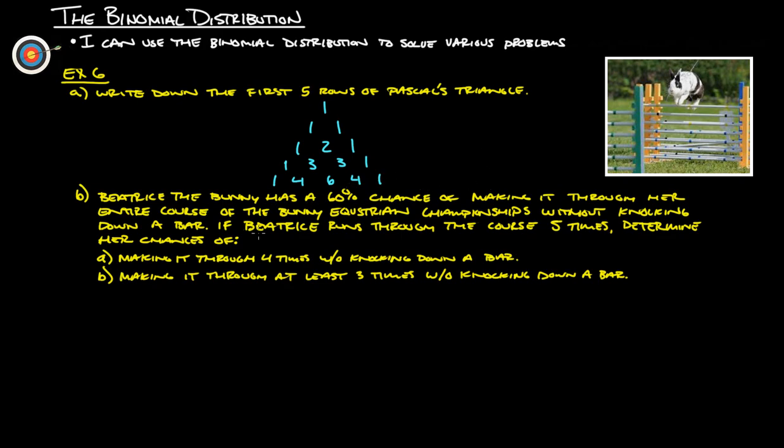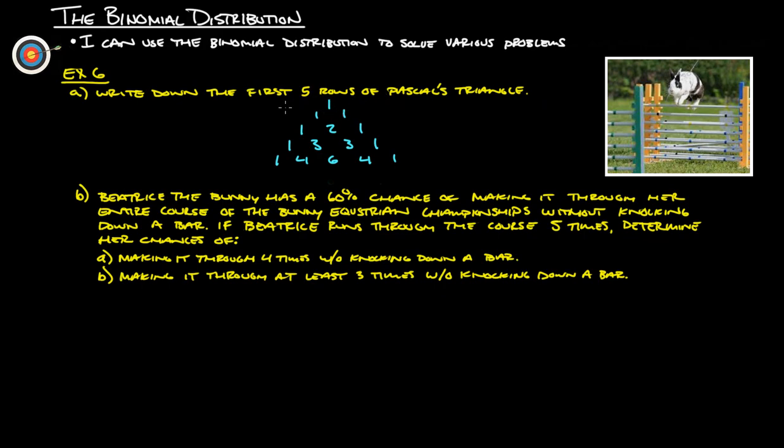Okay. Beatrice the bunny has a 60% chance of making it through her entire course of the Bunny Equestrian Championships without knocking down a bar. If Beatrice runs through the course 5 times, determine her chances of making it through 4 times without knocking down a bar.